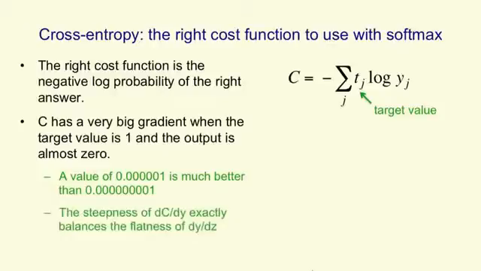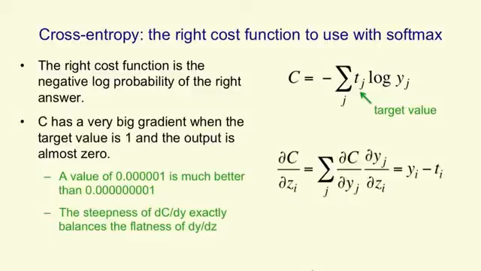So we get a nice property that that cost function, C, has a very steep derivative when the answer is very wrong, and that exactly balances the fact that the way in which the output changes as you change the input, dy by dz, is very flat when the answer is very wrong. And when you multiply the two together to get the derivative of the cross-entropy with respect to the logit going into output unit i, you use the chain rule. So that derivative is how fast the cost function changes as you change the output of a unit times how fast the output of the unit changes as you change zi.